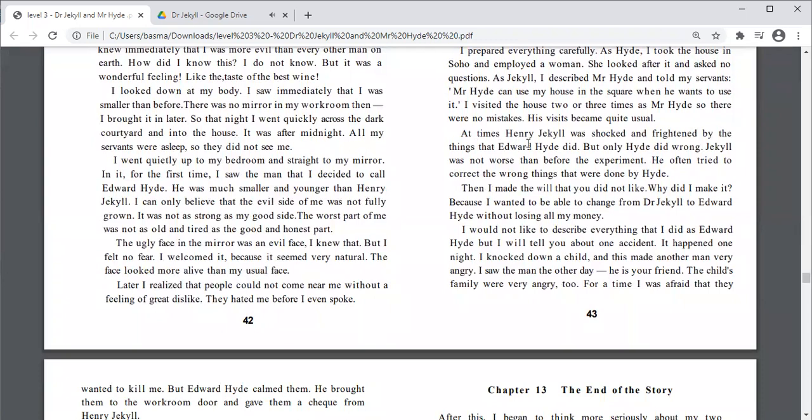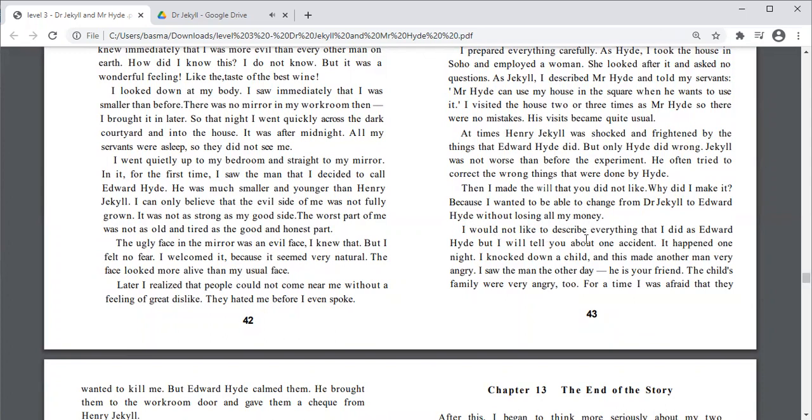At times, Henry Jekyll was shocked and frightened by the things that Edward Hyde did. But only Hyde did wrong. Jekyll was not worse than before the experiment. He often tried to correct the wrong things that were done by Hyde. Then I made the will that you did not like. Why did I make it? Because I wanted to be able to change from Dr. Jekyll to Edward Hyde without losing all my money.